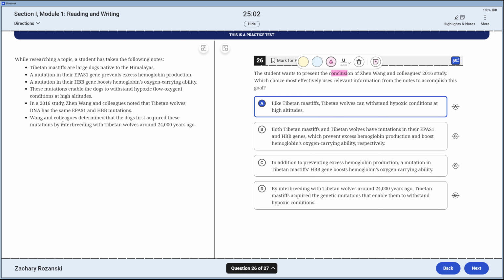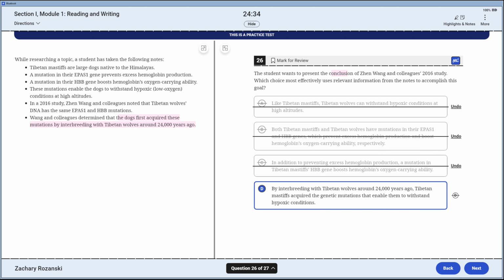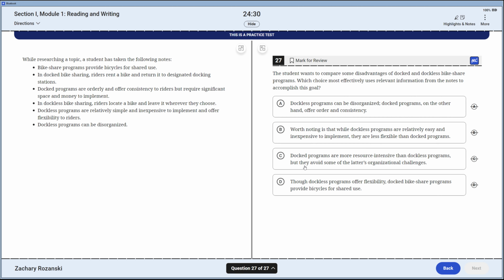So I'll peek at the notes and I land on what they determined. What they determined was that the dogs first acquired mutations by interbreeding with Tibetan wolves 24,000 years ago. My mind immediately goes here. By interbreeding with wolves, make sure that these facts are right, by interbreeding with wolves, which they absolutely did 24,000 years ago, acquired the genetic mutations that enabled them to withstand this. These mutations, absolutely. The rest of these must just be things that led to the study or pointed them in the right direction. Here's my conclusion, guided by this determined.